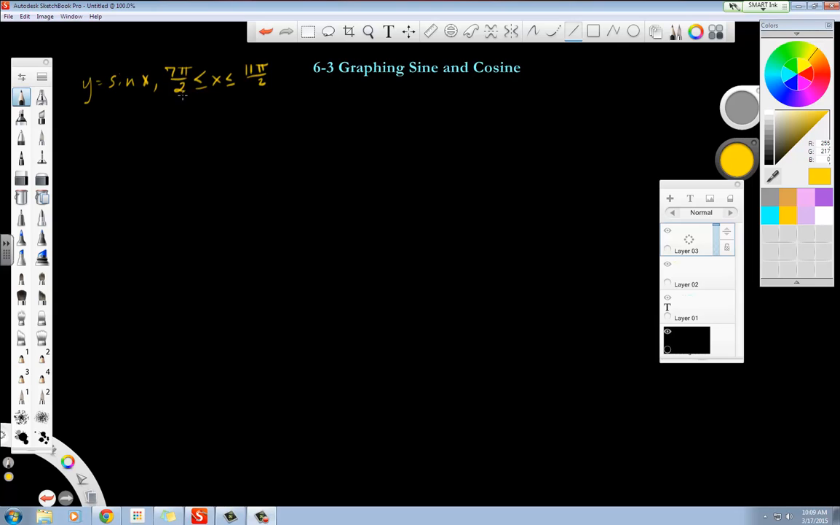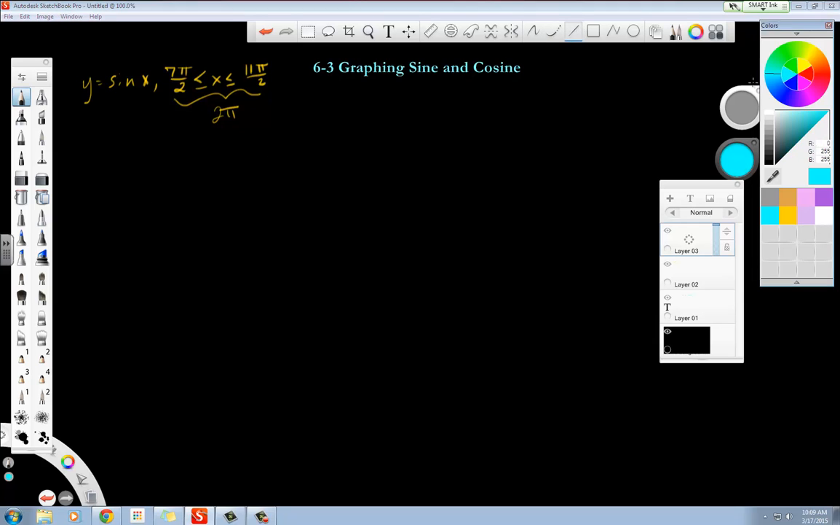So 7 pi over 2, that's 3.5 pi. Now yesterday we graphed it out to 2 pi, and this is, of course, what would that be, 5 pi over 2. So this interval from here to here is an interval of 2 pi. Okay? And that's kind of important to think about, you'll see what I mean when this all falls into the graph.